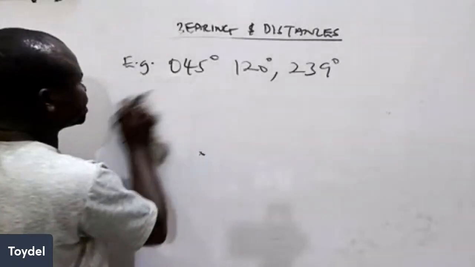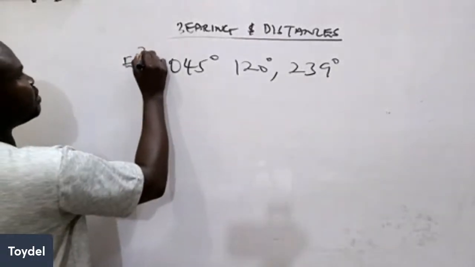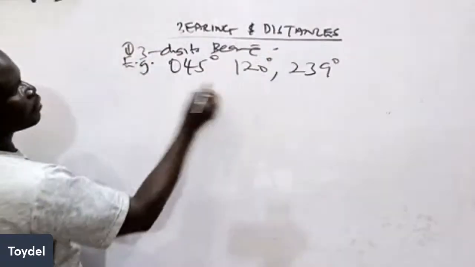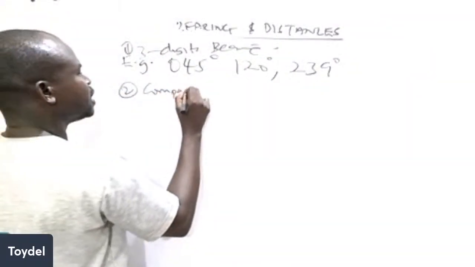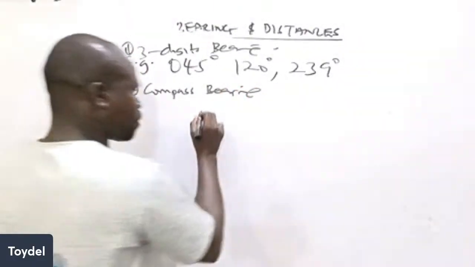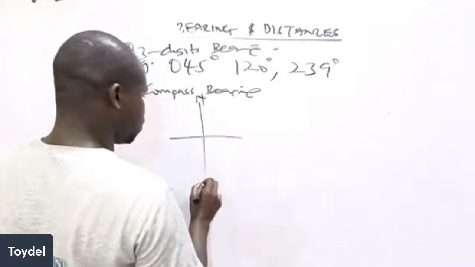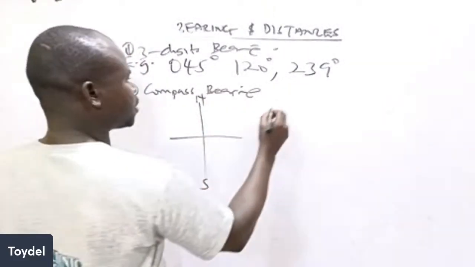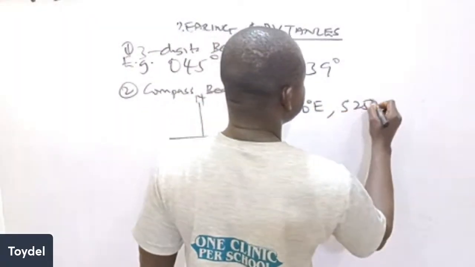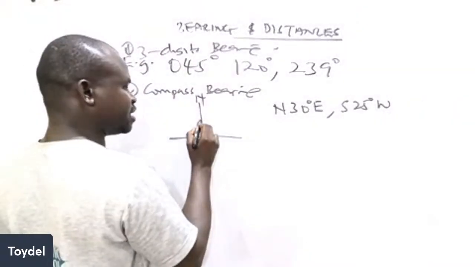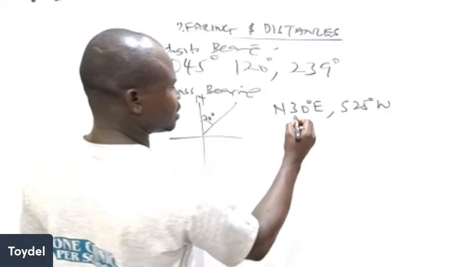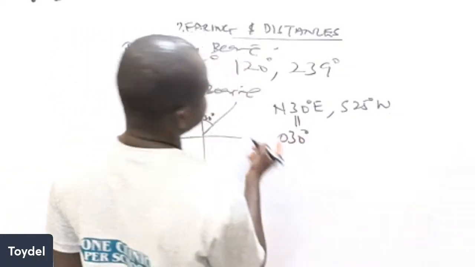Then the second type of bearing that we have is compass bearing. The first one is 3-digit bearing, and the second one is compass bearing. In the case of compass bearing, you either start from the north or south. That's where we talk about north 30 degrees east, south 25 degrees west. North 30 degrees east, you start from north, you move towards east, 30 degrees. So north 30 degrees east is the same thing as 30 degrees in 3-digit bearing.